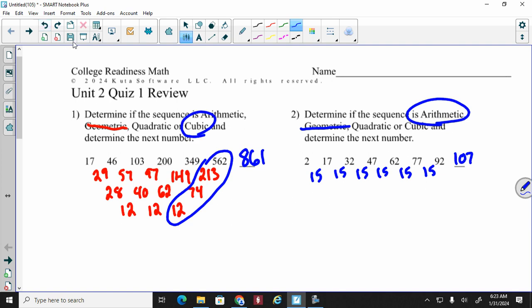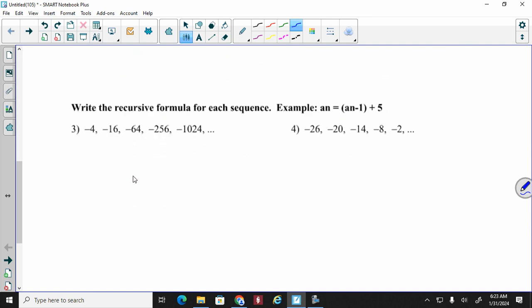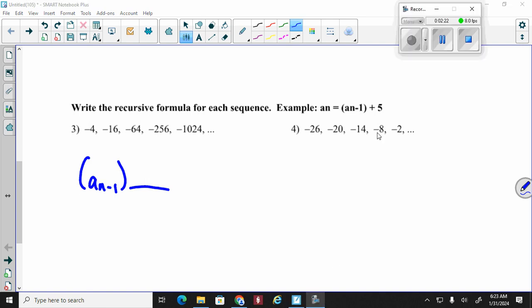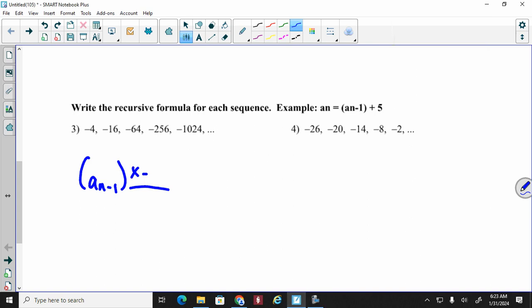All right. Write the recursive formula. Remember, the recursive formula always begins with a of n minus 1, and then something. And remember, the something is what you are doing. So I'm at negative 4, I'm at negative 16, negative 64. You guys can read it. So I'm multiplying by negative 4. So I'm just going to say times negative 4.